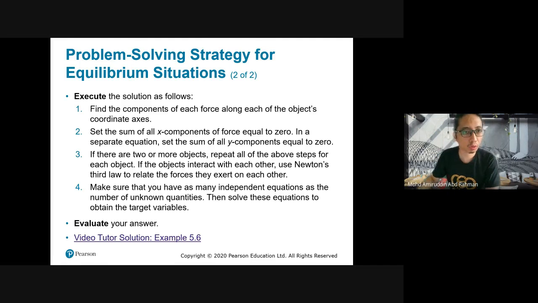All right, so let's see one example on how to do a problem for Newton's first law.